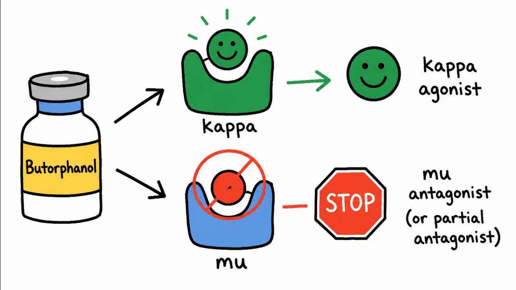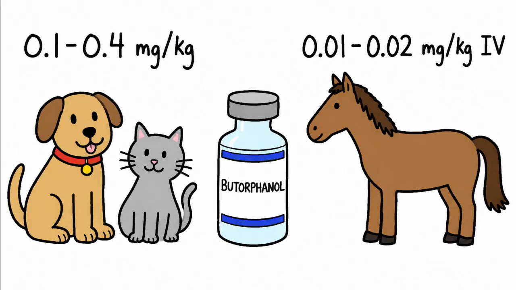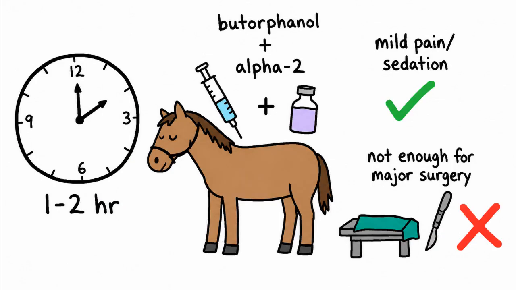Butorphanol is different again because it is mainly a kappa agonist and mu antagonist or partial antagonist. In dogs and cats, it is commonly around 0.1 to 0.4 mg per kilogram, and in horses it is often around 0.01 to 0.02 mg per kilogram IV. Its analgesia is short, usually about 1 to 2 hours, so it is useful for mild pain and sedation, especially in horses when paired with an alpha-2 agonist, but it is not enough for major surgery.